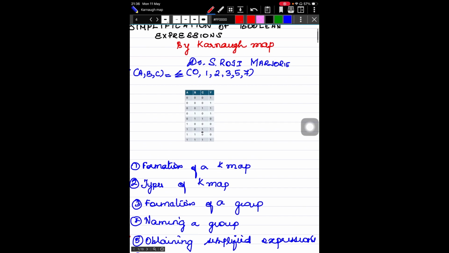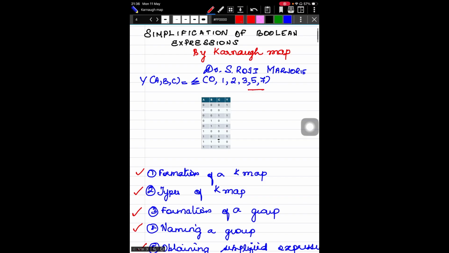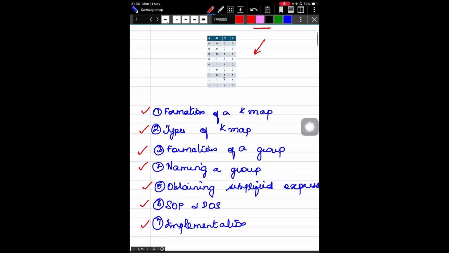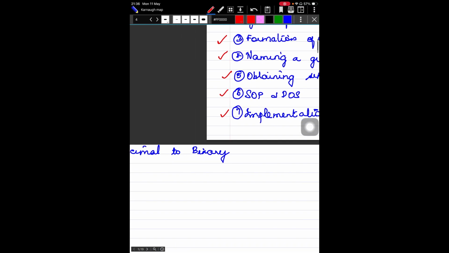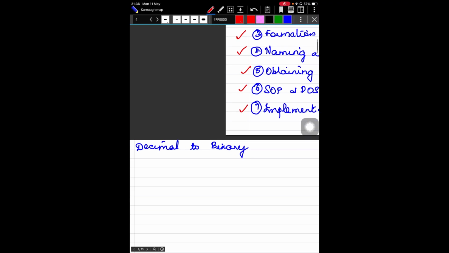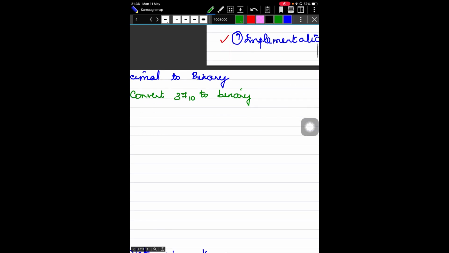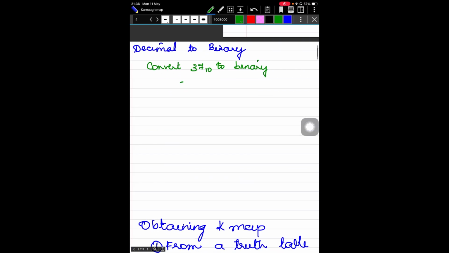This expression has this truth table. To obtain a truth table, you should have a clear idea of decimal to binary conversion. I'll just explain it and then we'll go into the truth table. For example, convert decimal number 37 to binary. Decimal to binary conversion, as you all know, is done by repeated division by 2.